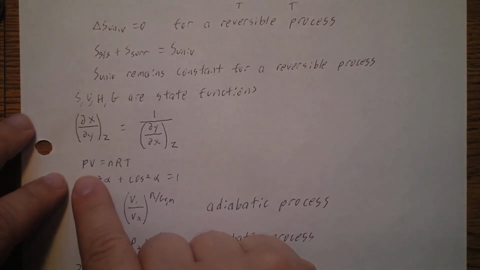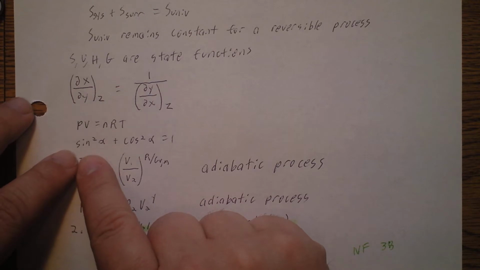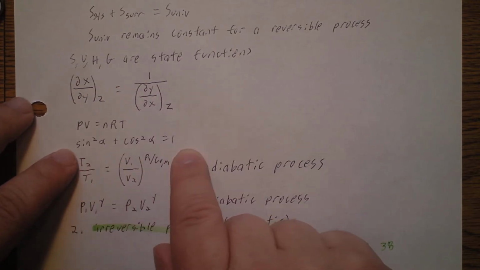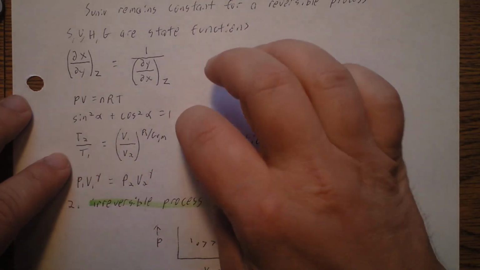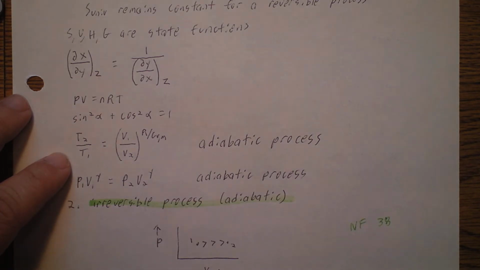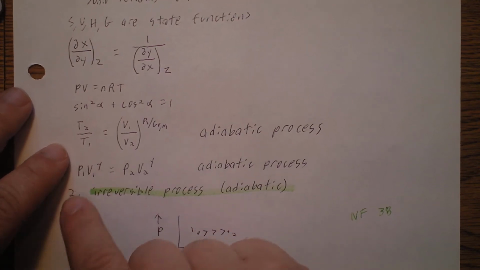Now remember, for an ideal gas, PV equals nRT. Also remember from trigonometry, where you learned sine squared of alpha plus cosine squared of alpha is equal to 1. Now these are not particularly relevant right now, but we're going to be using these later on when we do certain calculations. And of course this alpha here is any angle.